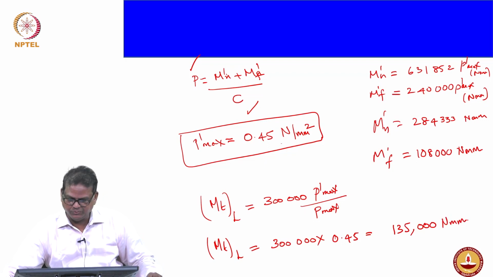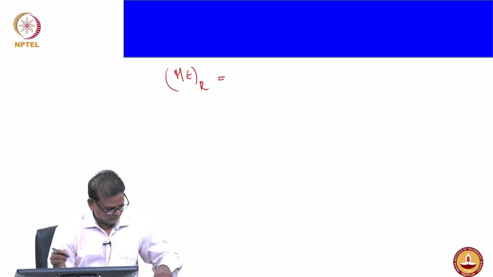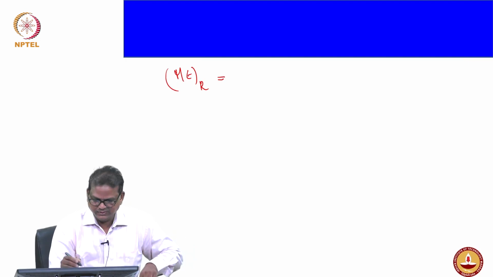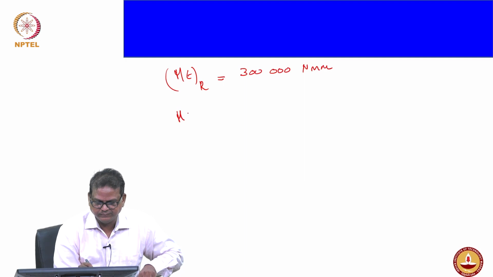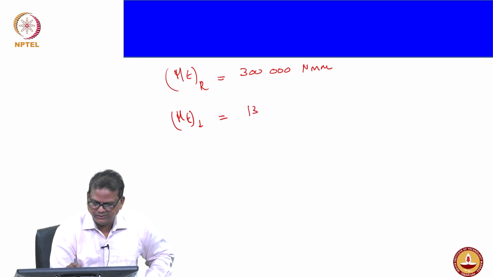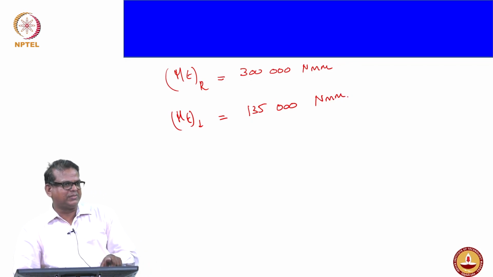Maybe I will rewrite one more time. You have MTR. What is MTR? 300,000 Newton millimeter, right? MT left, just now we got 135,000 Newton millimeter. Now can you see what happened to your frictional torque? It varies, right? Because the pressure varies, obviously the torque also varies.